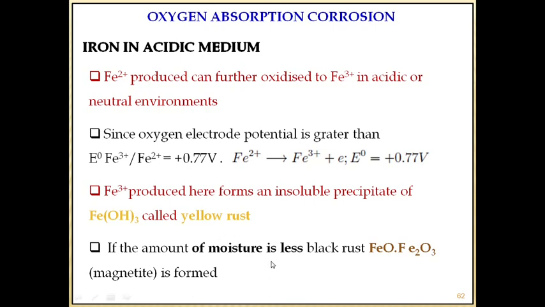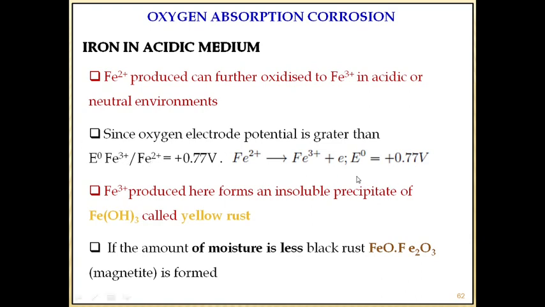So this is the common corrosion that is happening to iron. What's the peculiarity of oxygen absorption corrosion in acid medium for iron? Generally Fe2+ will be formed. Once this Fe2+ is formed, it will be readily converted into Fe3+ because the potential of the oxygen electrode is higher when compared to the Fe3+/Fe2+ system.